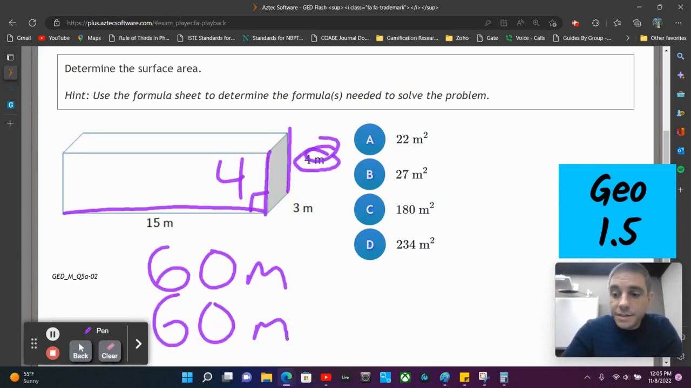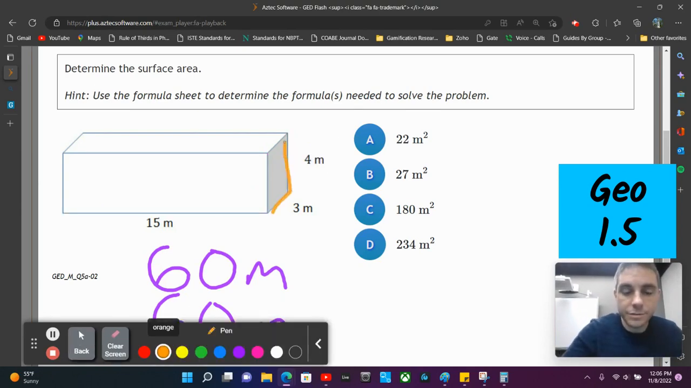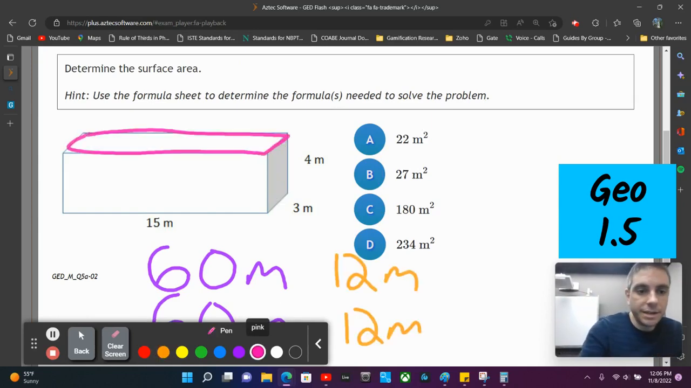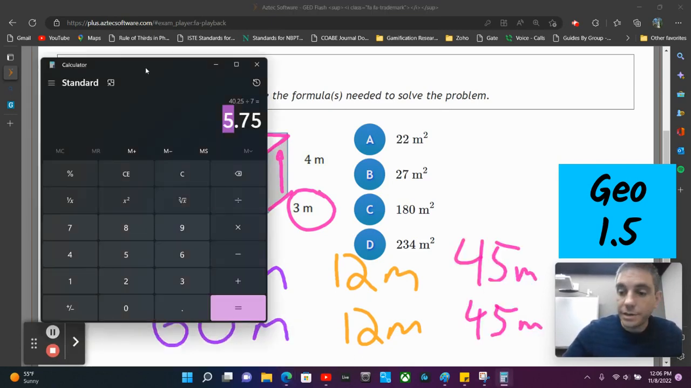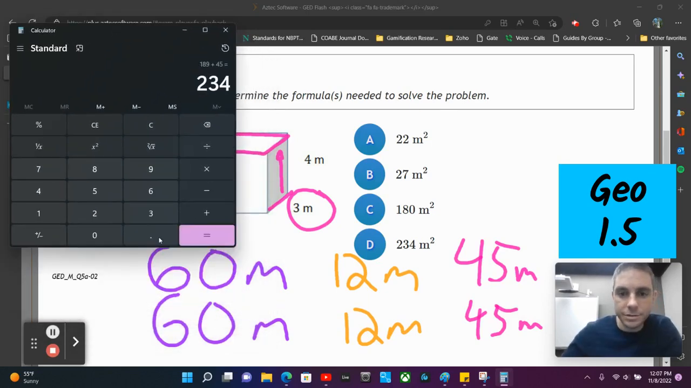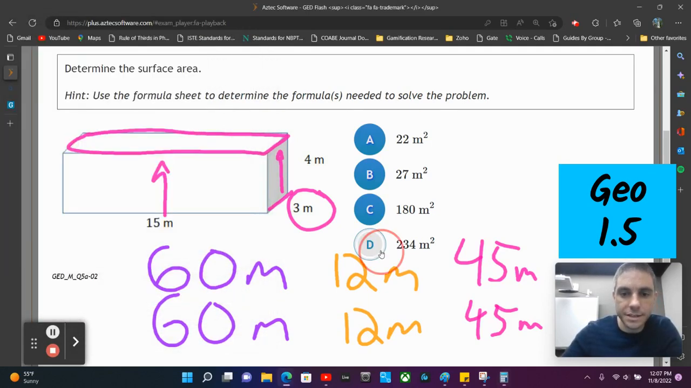4 times 15 is 60, and because this same rectangular shape repeats on the front and the back, I've listed 60 2 times. 3 times 4, 12. Repeat it again on the left side. The top and bottom involve multiplying 15 and 3. Now that we have all of our area measurements, we're going to add them together. Equals 234, so our answer choice is D.